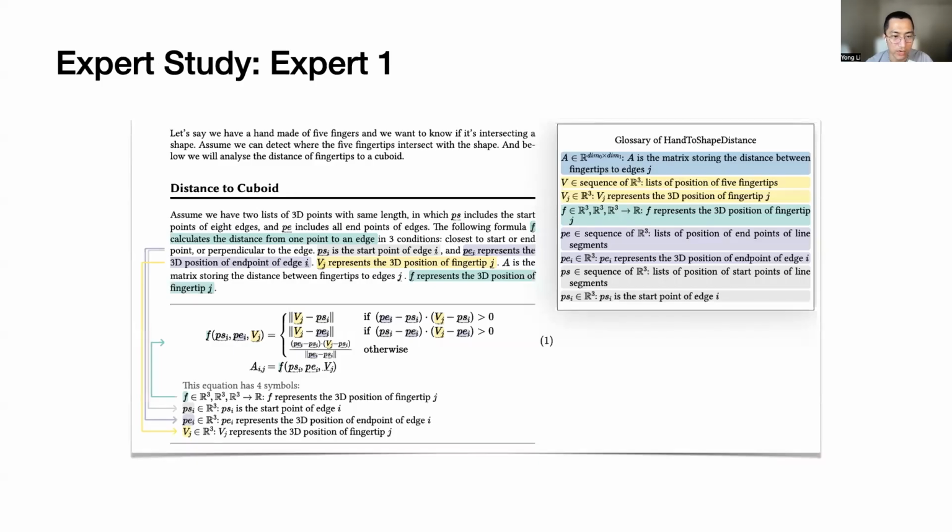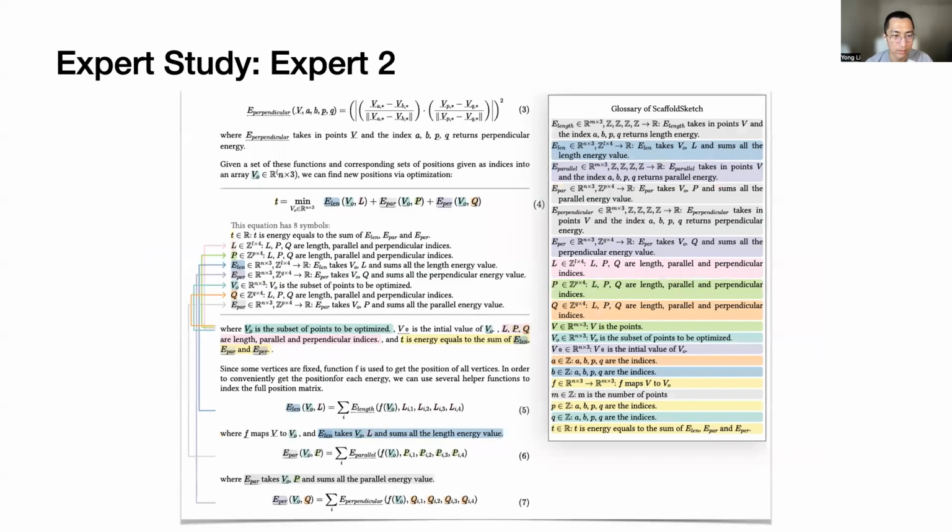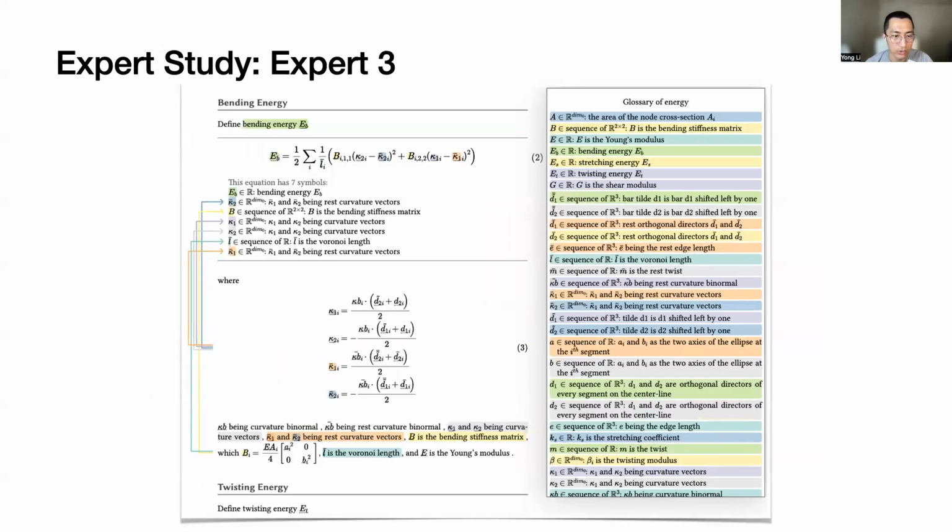We conducted an expert study. The first expert wrote a function with conditionals to calculate the distance from hand to shape in 3D. The second expert solved an optimization problem for 3D snapping. The third expert wrote a tutorial for discrete elastic rods.